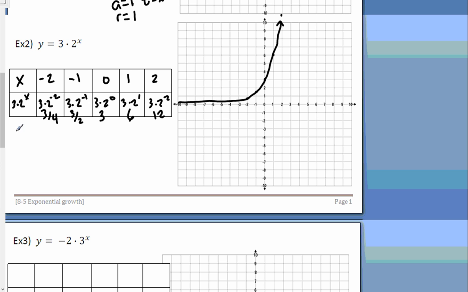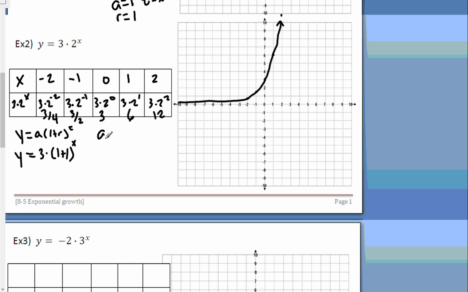Then I need to write it in standard form for growth equations. A times 1 plus r to the t. Okay? So I get y equals 3 times 1 plus what makes 2? 1 plus what makes 2? Well, it has to be 1, to the x power. Got it?